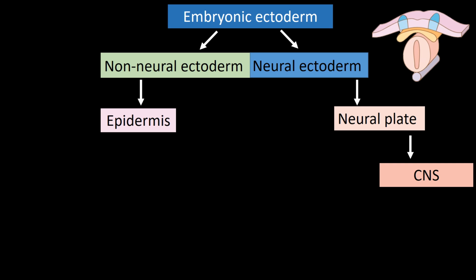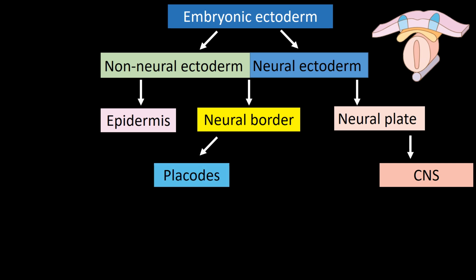This neural plate forms all the CNS structures except the most distal portion of the spinal cord. From the border zone between the non-neural and neural ectoderm arises the ectodermal placodes and the neural crest.